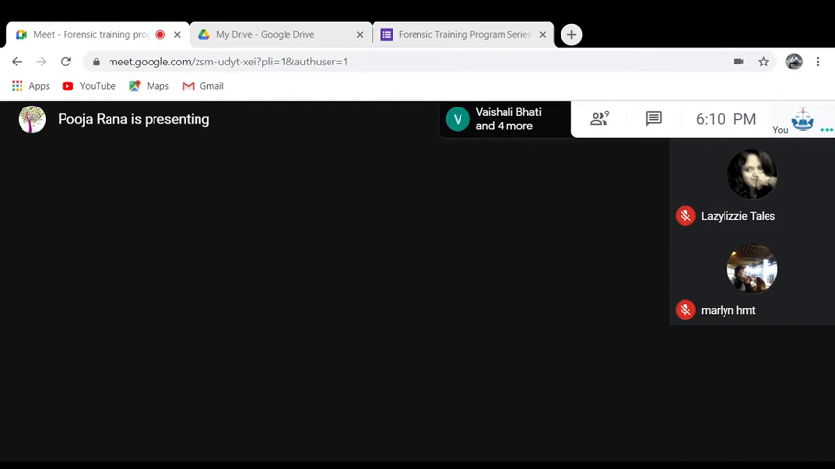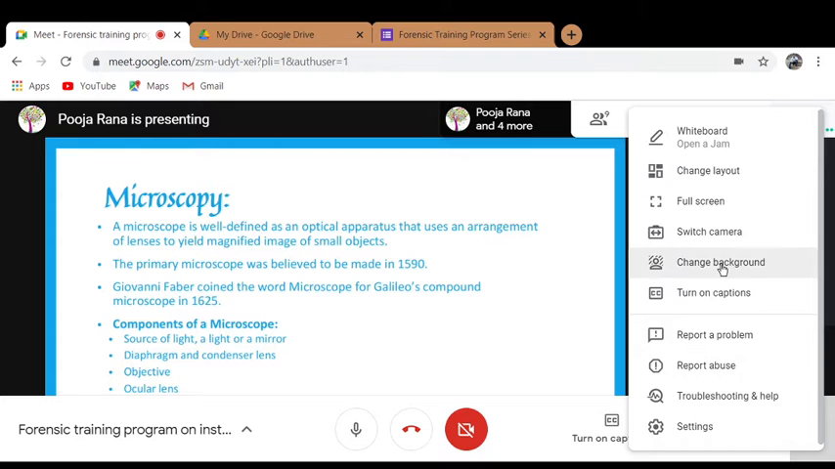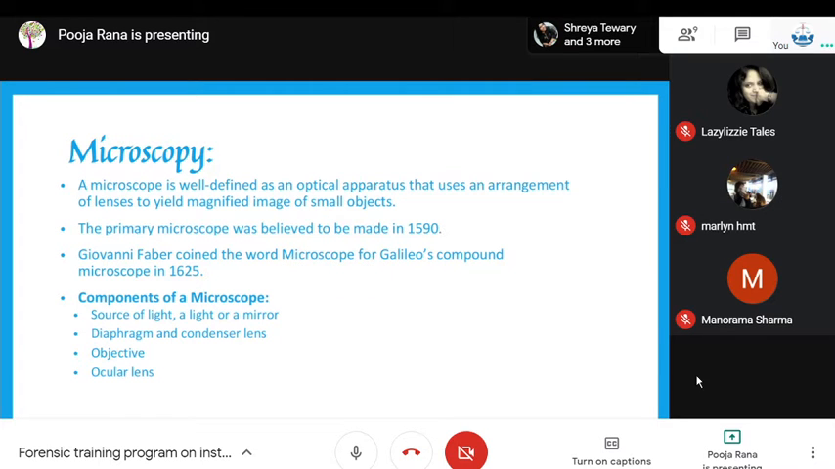To analyze biological evidences, what are the different techniques that we are going to study in instrumentation? Today we'll be starting with the first technique, that is microscopy.